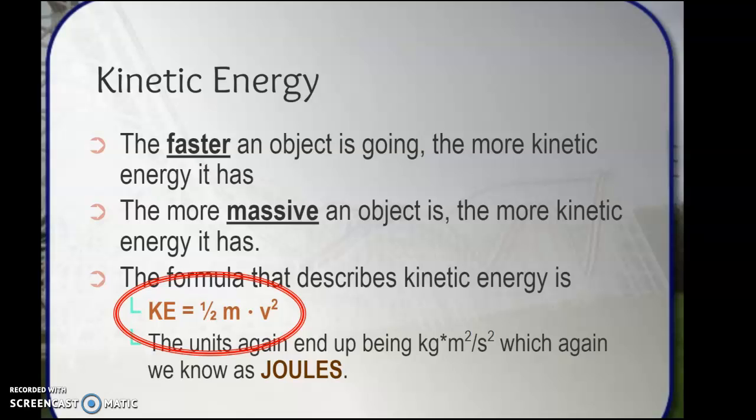And the formula that describes the kinetic energy is 1/2 mv squared. And the units again are going to end up being kilogram meters squared over second squared, which again we know as joules. So kinetic energy, again, it's the energy in motion, and the equation for kinetic energy is 1/2 mv squared, where m is your mass in kilograms and v is your velocity in meters per second. So if we do this math out, we're going to get the units of kilogram meters squared over second squared, which we know as joules. So when we talk about energy, we're measuring it in joules. So again, KE equals 1/2 mv squared.